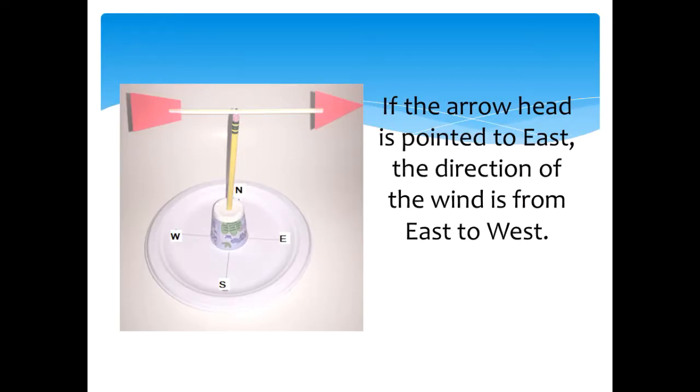The arrowhead is pointed to east. The direction of the wind is from east to west.